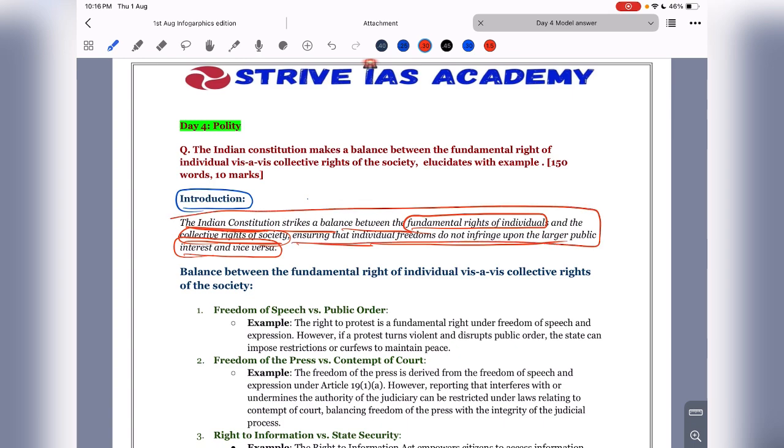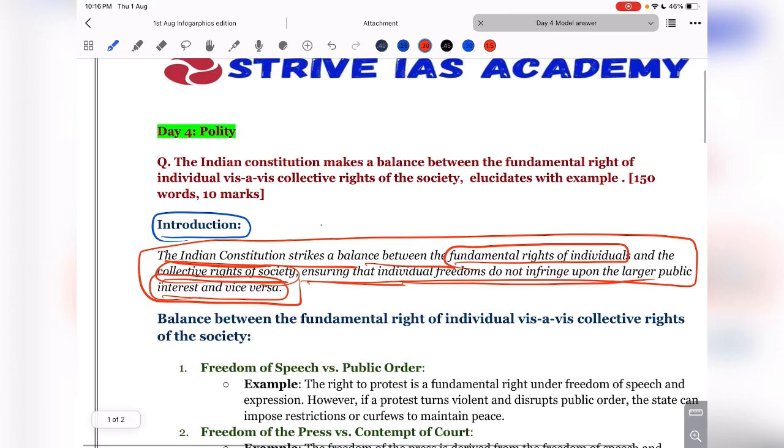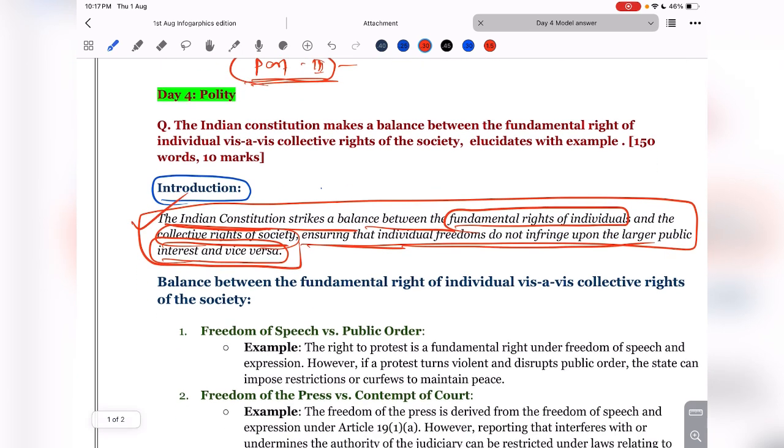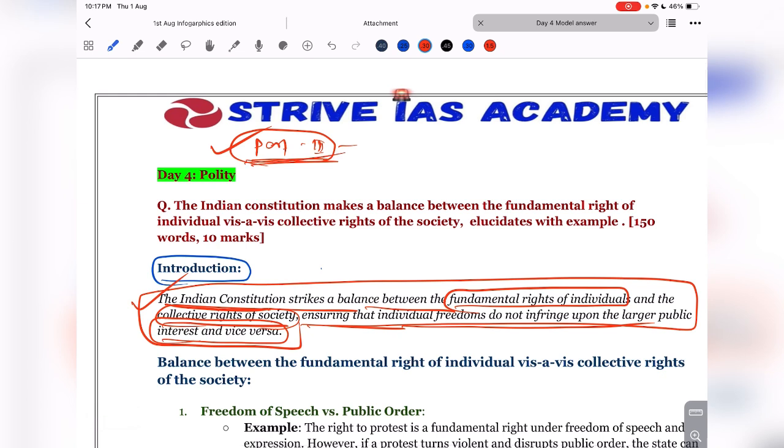This introduction you can also write in another way. You can use something like: Part 3 of our Indian constitution provides for the fundamental rights, and under these fundamental rights it provides a well balanced framework for the individual right as well as the collective right of the society, so that we can ensure peace, harmony, tranquility and constant progress of our society. You can also write that as well. So any type of introduction you can write, either you can go for this or you can use: Part 3 of the constitution provides for fundamental rights, and fundamental rights strike a perfect balance between the right of the individual versus the collective right of the society to bring peace, tranquility, and justice.